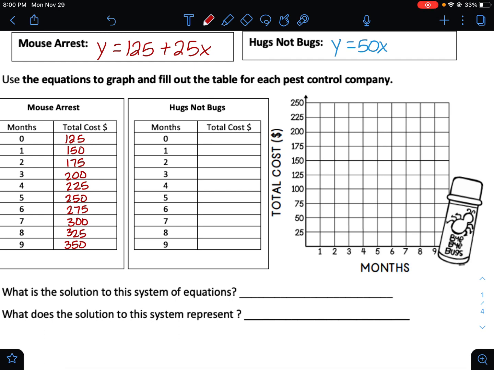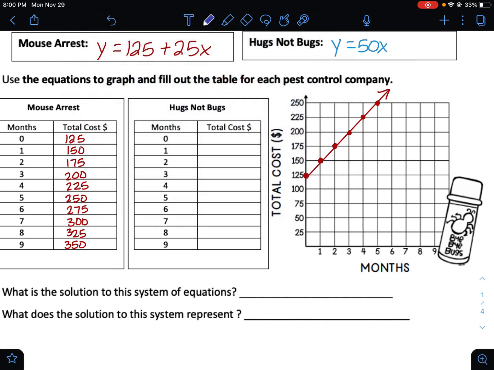And this time my scaling's a little different, so I can go by 25s. So I'm starting at 125 here. And then it is 150, 175, 200, 225, and 250. So I have this here.